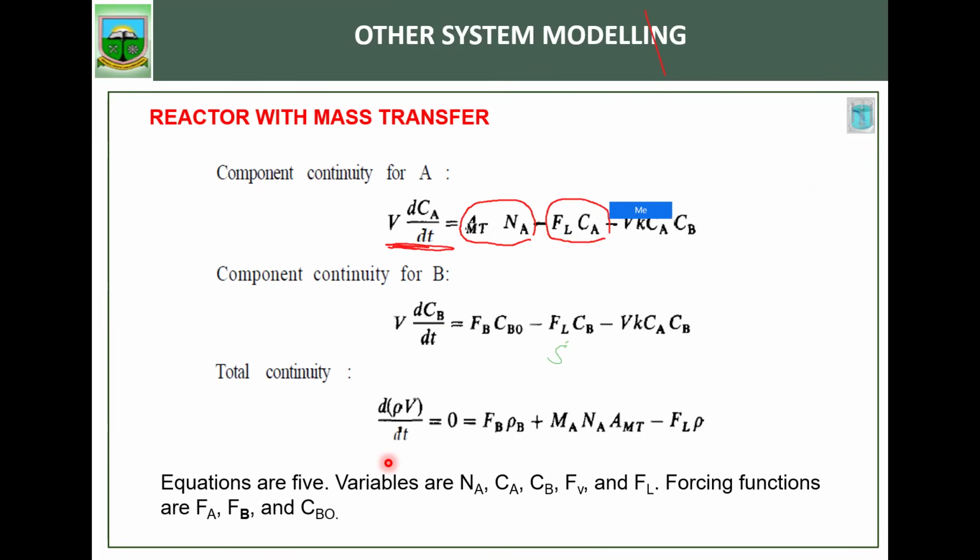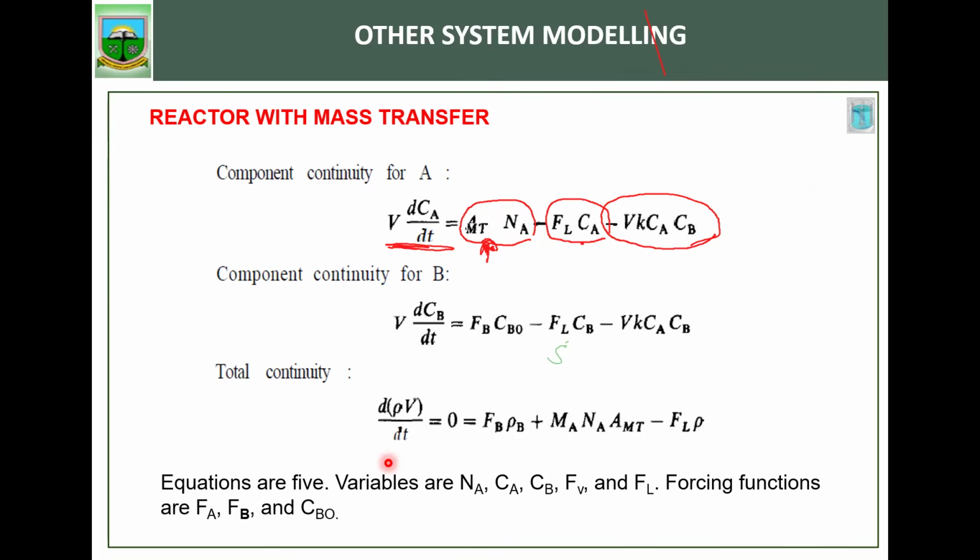Remember, this input is the amount of A that is going to the reactor. So this is the amount of A that will be dissolved in the liquid. This is the amount of A that is coming out of the system. And this is the amount of A that has been depleted due to the reaction that's taking place. You get it? That's the component balance.